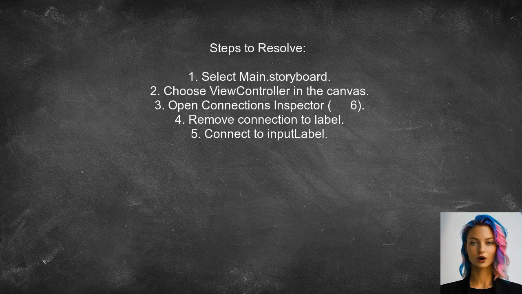To fix this, select main.storyboard and the view controller in the canvas. Open the Connections Inspector and remove any connection to label. Then connect it to input label instead.